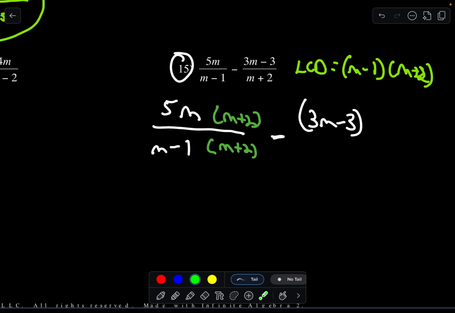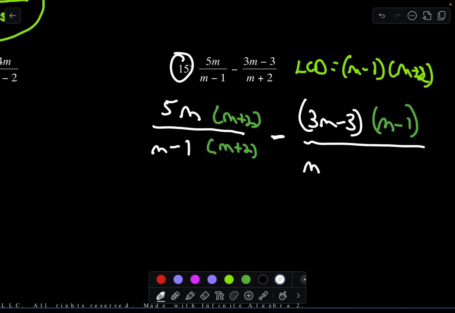If you look, you have m plus 2, m plus 2. The only thing missing is m minus 1. So we're going to go ahead and add that to the top, all over m plus 2. I'm sorry, that should be m plus 2 if I want to be consistent with what I've decided as far as color schemes. And then we have to add the m minus 1, and we have this. Now the bottoms are the same.